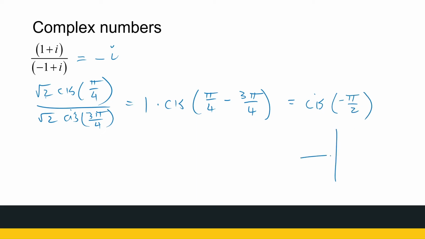So where would that be? That will be over here. The distance is 1. So on the imaginary axis, that gets us to the point minus 1, and that's minus i. So we're happy that those two methods give us the same answer. So why do we prefer this polar form?